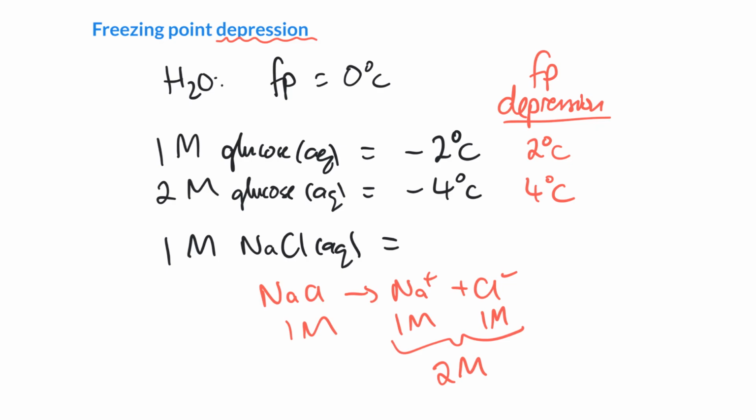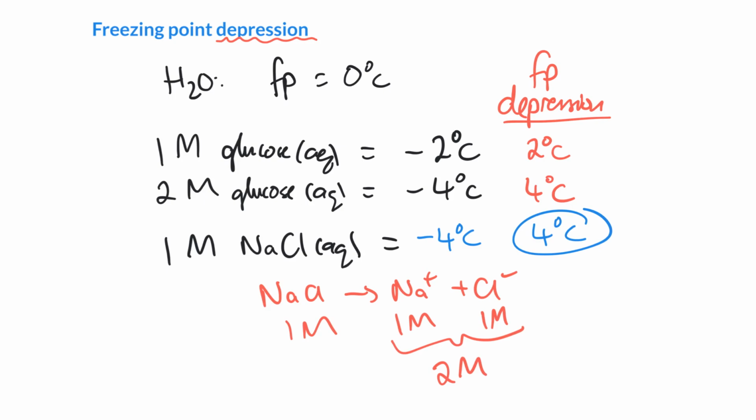So what will its freezing point likely be? Will it be like the glucose that's 1 molar or the glucose that's 2 molar? And the answer is it behaves like the 2 molar glucose because it's 2 osmolar. So it actually would freeze at -4 degrees C. And if you like, that has a freezing point depression of 4 degrees C. So the more things the ionic compound breaks down into, the better it is at depressing the freezing point.